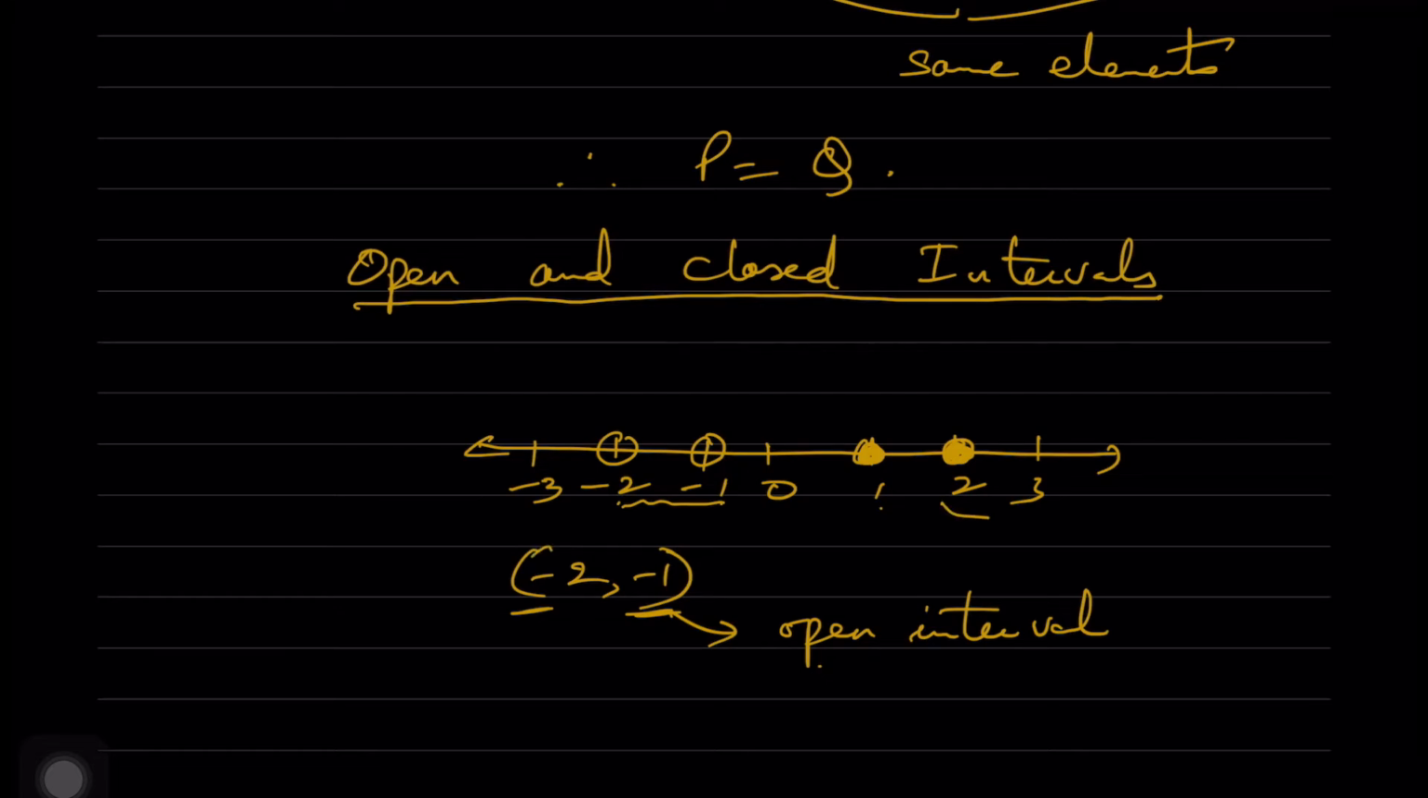Now this is said to be a closed interval. That means here you are including all the elements between 1 and 2 and also 1 and 2. So this is said to be a closed interval. This is called a closed interval.